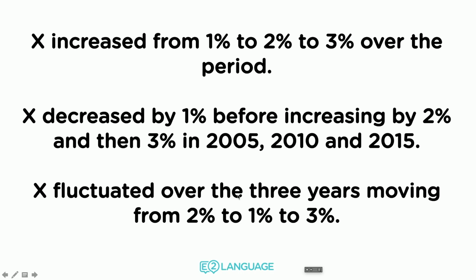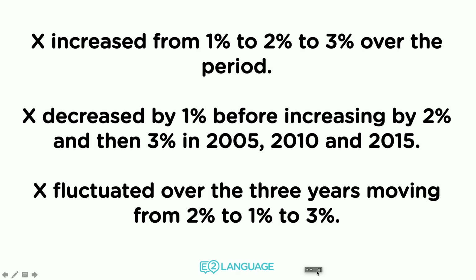Let me show you a few sentences. We might use sentences like this. Investments in gas increased from 1% to 2% to 3% over the period. So we want to combine all of that information into that one sentence. Or the second one: investments in gas decreased by 1% before increasing by 2% and then 3% in 2005, 2010, 2015. Or the third one: investments in gas fluctuated over the 3 years, moving from 2% to 1% to 3%.